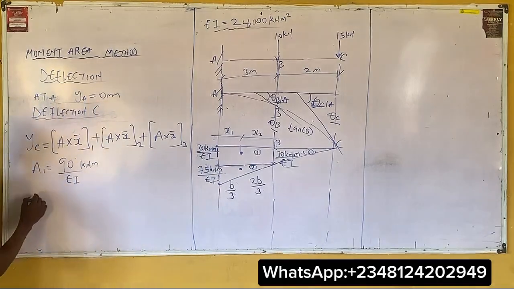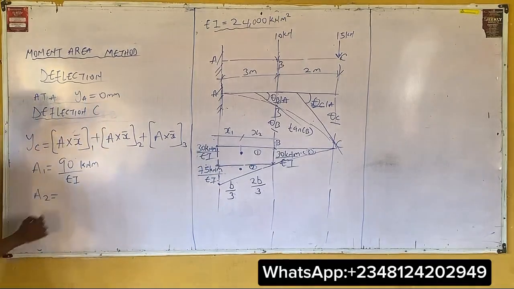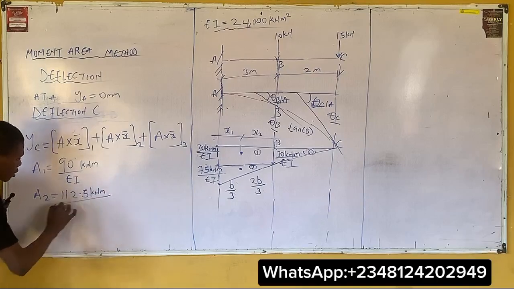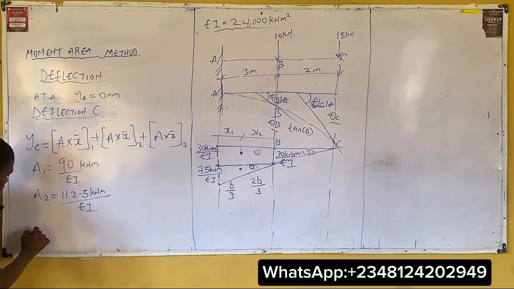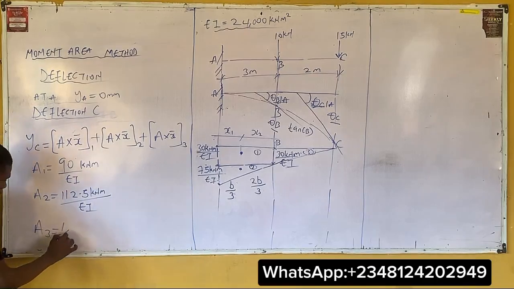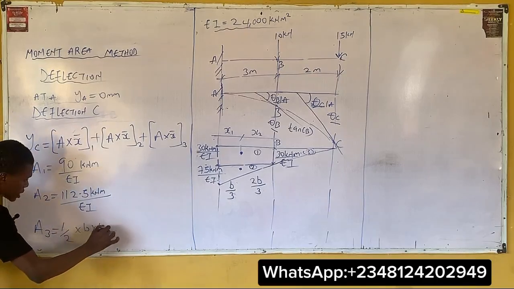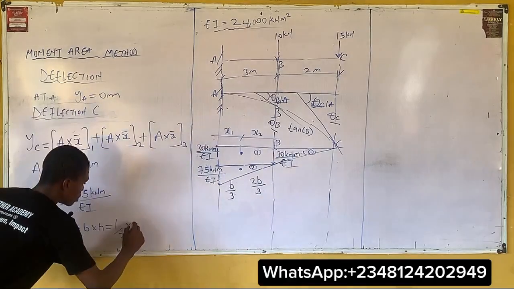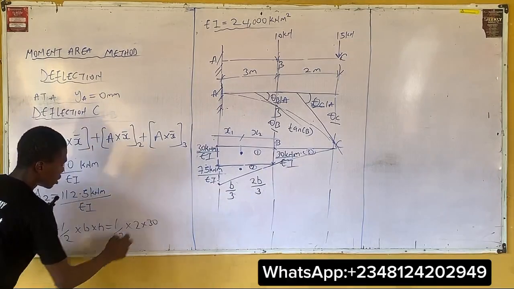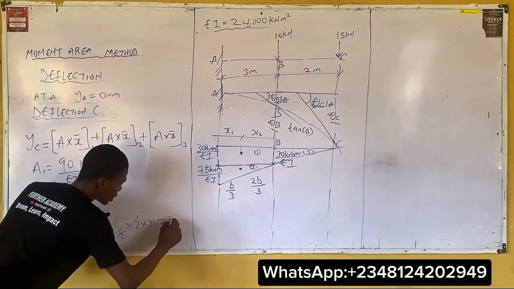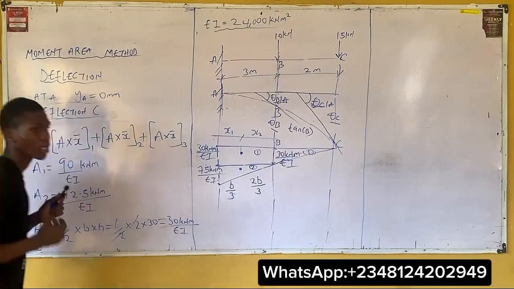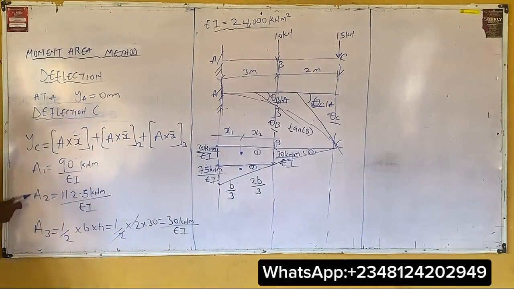Alright, now for figure 2, what's our answer? 112.5 kilonewton meter over EI. Then for figure 3, let's solve that. 1 over 2 times base times height. So I have 1 over 2 multiplied by 2 times 30. 2 cancels out. What do you have? 30 kilonewton meter, all divided by EI.